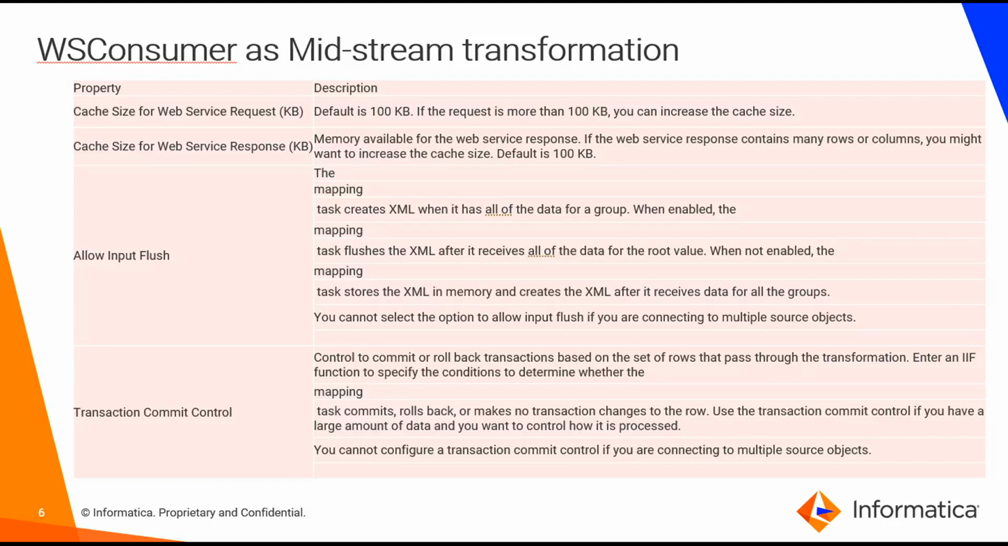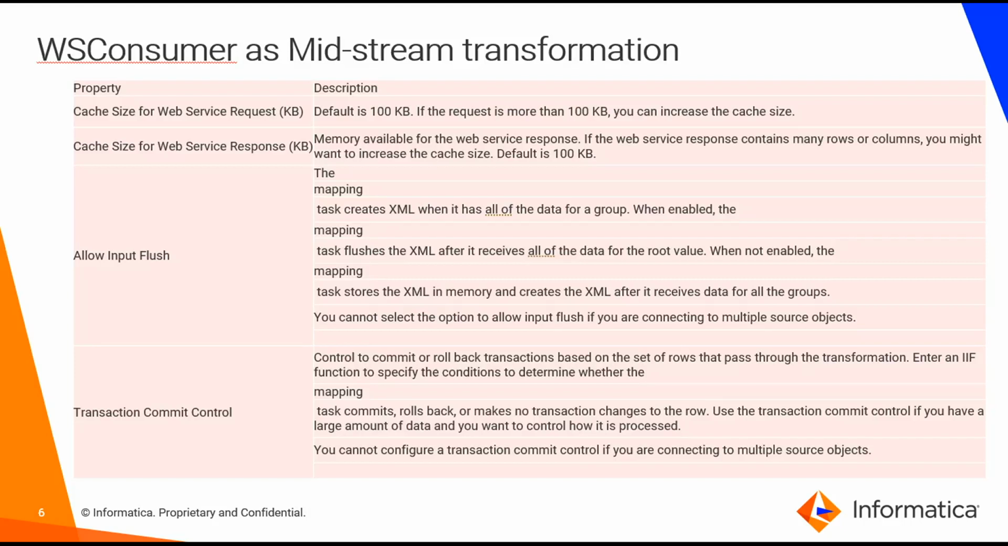Allow input flush. The mapping task creates an XML when it has all of the data for a group. When enabled, the mapping flushes the XML after it receives all of the data for the root value. When not enabled, the mapping task stores the XML in memory and creates the XML after it receives the data for all the groups. You cannot select the option to allow input flush if you are connecting to multiple source objects.